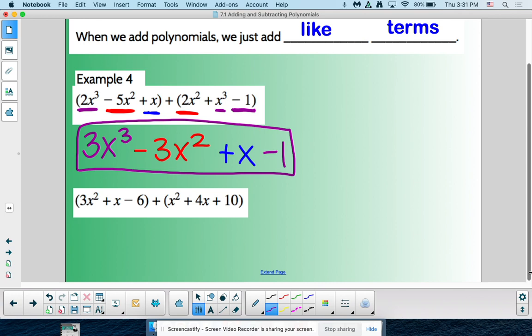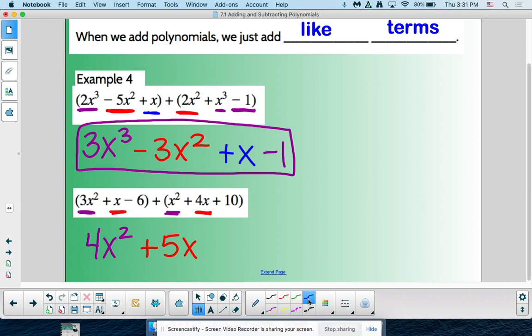So again, folks, I start with my biggest exponent and work my way down. It appears that my largest exponent is an x squared, so I have 3 here and a 1 there. So 3 plus 1 would give me 4x squared. How many just x to the power of 1s do I have? 1 here plus 4 more for a total of 5x.